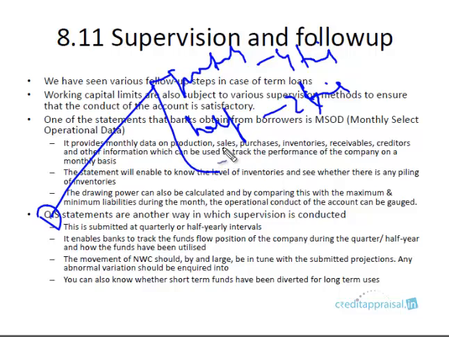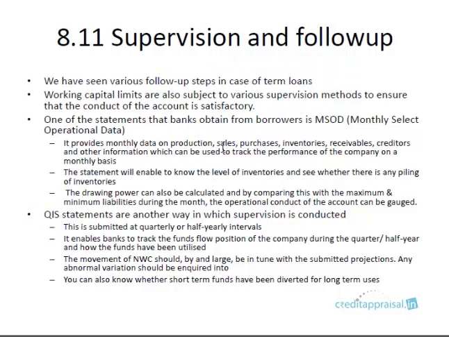Again, basically the point is to track the performance of the company, because the renewal happens once in a year. You don't know what's happening in this account and in the company during this 1 year. If you renew in March and see the account again next year in March, that is not good credit monitoring. You want to see how the company is doing on a periodic basis. So MSOD will give you the performance of the company on a monthly basis. QS will give you the performance on a quarterly basis.